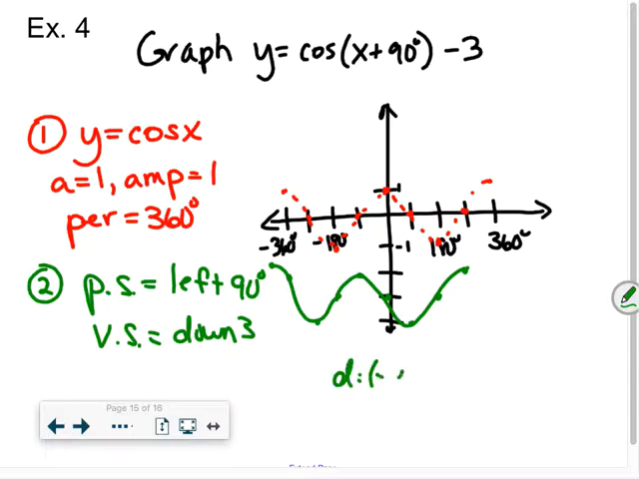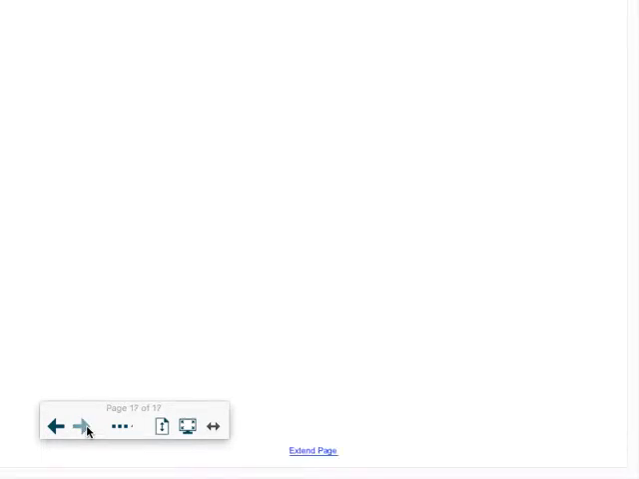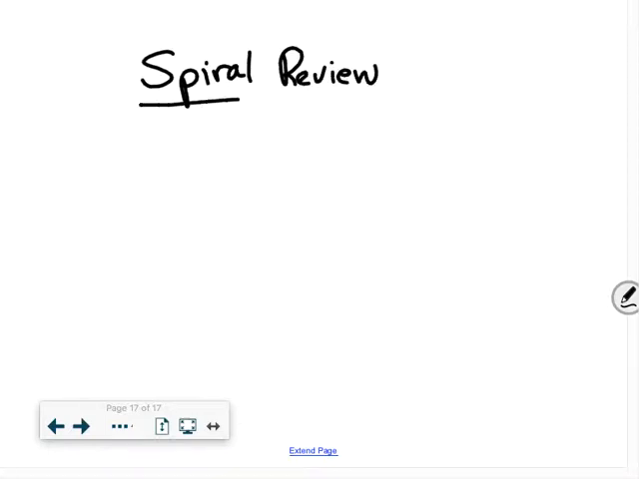Okay, so my domain, negative infinity to infinity. And Marissa, what would the range be? Good job, negative 4 to negative 2. All right, on this same sheet of paper, let's do two review problems. Let's do just two problems, and we'll call it spiral review, because I want to go ahead and be proactive.